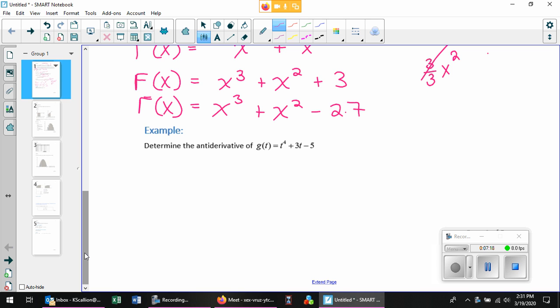Okay, determine the antiderivative. So if I'm asking for the antiderivative, that means I want the original. So I want the original function. So this would be my derivative.